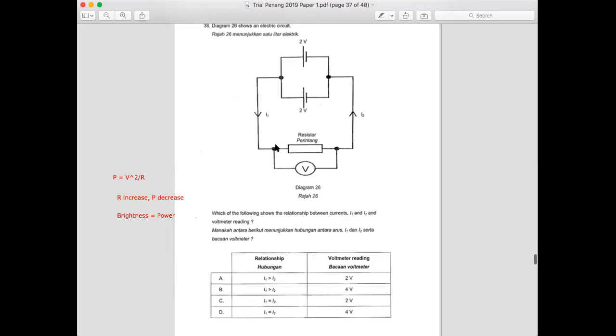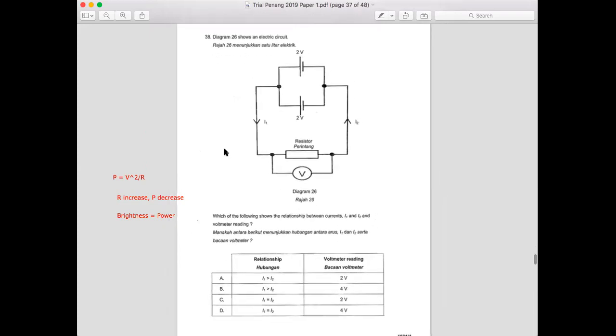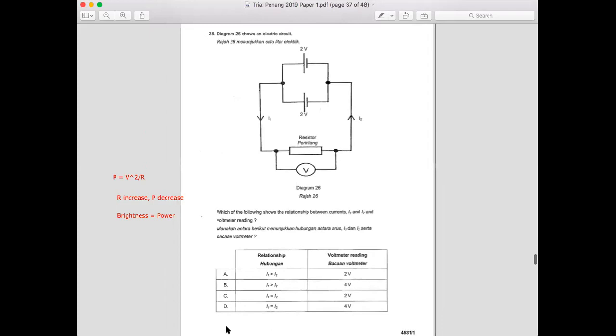Right. Okay, next one. Pasal emitter voltmeter. What is the answer? I1, I2.